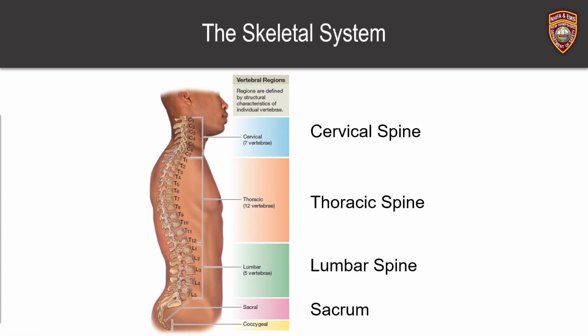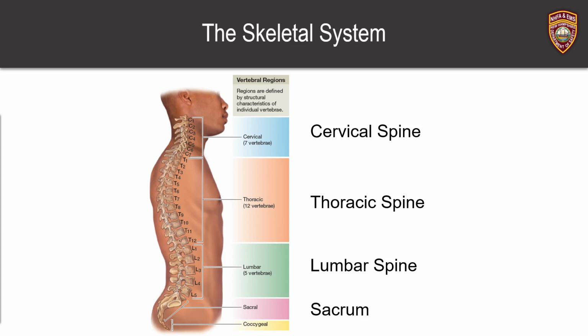And the spine has these 5 major sections. So we have the cervical spine, which is your neck. We have the thoracic spine, which is your upper back. And we're going to talk more about the thoracic cavity when we talk about breathing and rib stuff. We have the lumbar spine, which is your lower back. And this is the thing that you will inevitably pull when you turn 30.